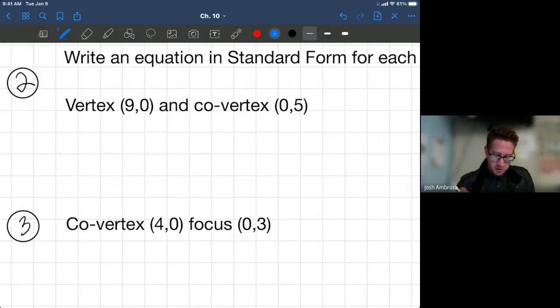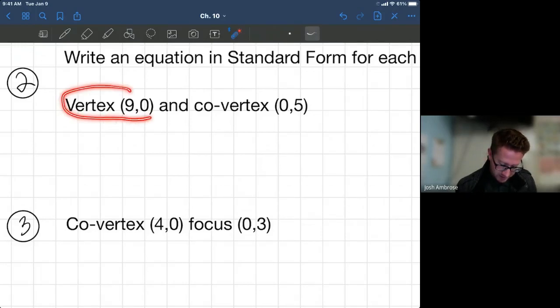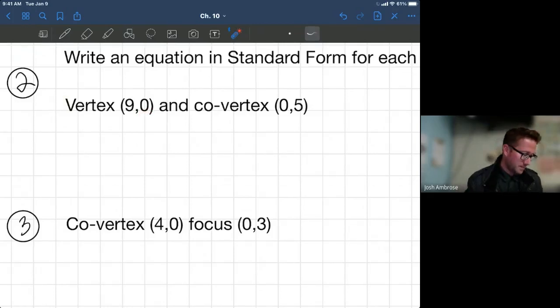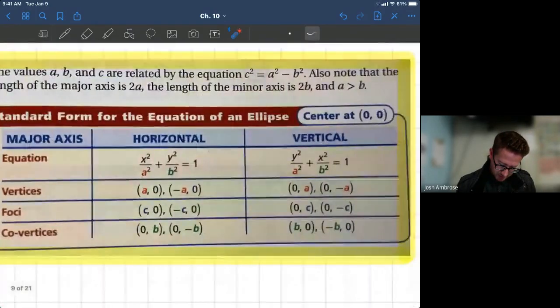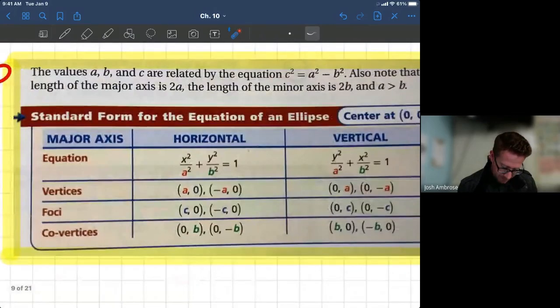And what you should do is, in the chart, look at when the vertex is given and 0 is the y value, which is what we're looking at here. The vertex is given and 0 is the y value. Look in the chart. That follows a horizontal equation in standard form. Okay, so again, if you look at the chart, this is the chart we're talking about. This is what I mean. The vertex is given as 9, 0.